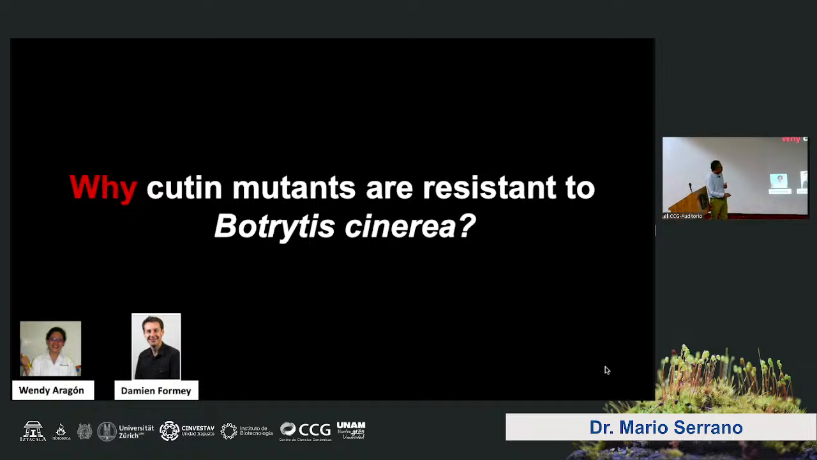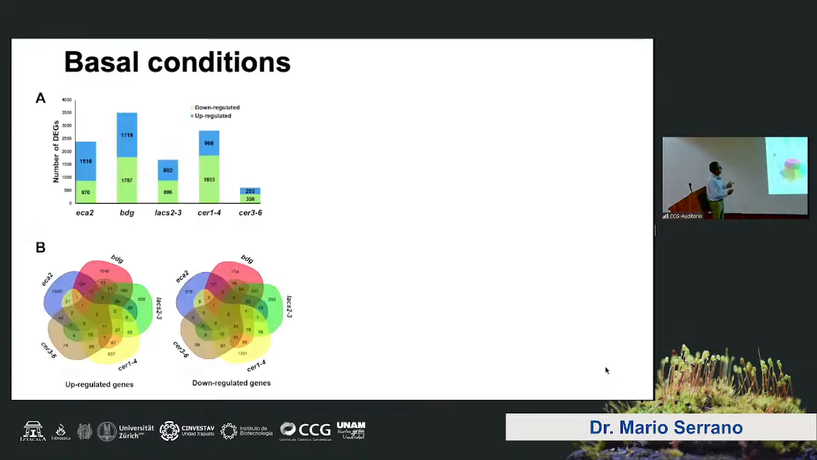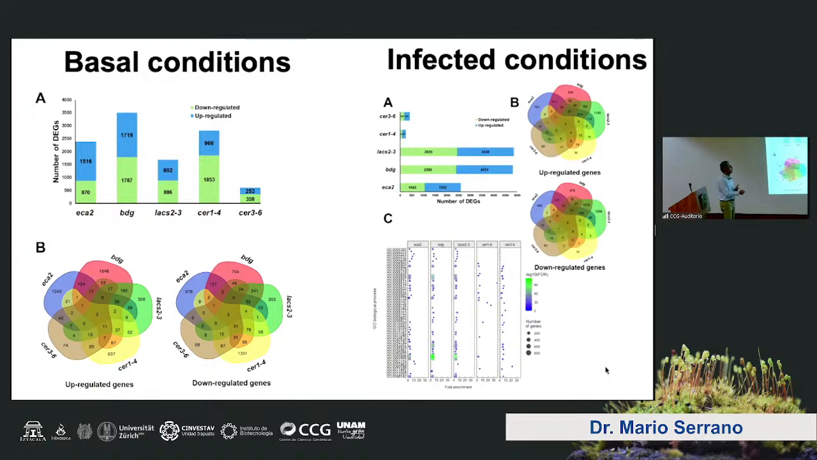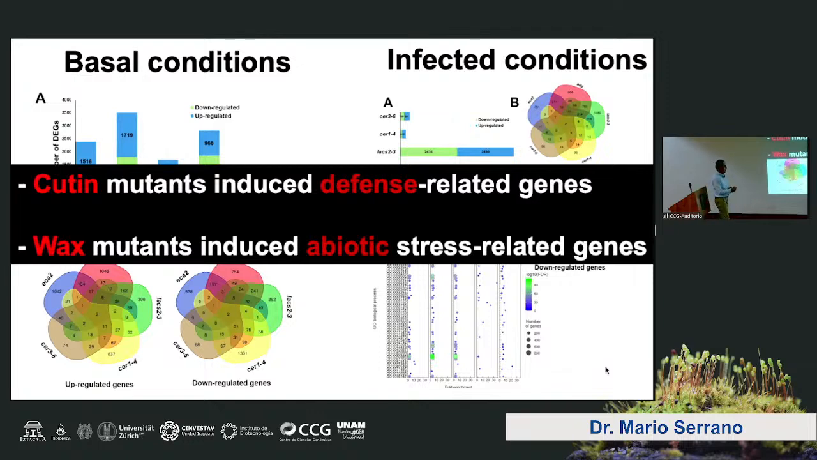And to do that, we started to collaborate. Well, we already collaborate all the time with Damien Formay, but they started to collaborate in this project. And what we decided to do was to try to answer this question using transcriptomics. So we performed the transcriptomics for all of these mutants under the basal conditions and the infected conditions. I will not go through all the data, this is too much, but the most important results were that the cutin mutants induce the defense-related genes, and the wax mutants induced the abiotic stress-related genes. So it was a kind of logical response, and that's why in the cutin mutants we have the defense against Botrytis cinerea. Then we asked, okay, but which genes are involved in this defense?